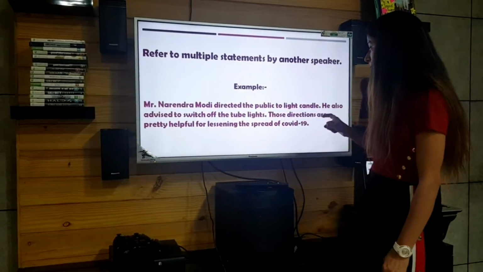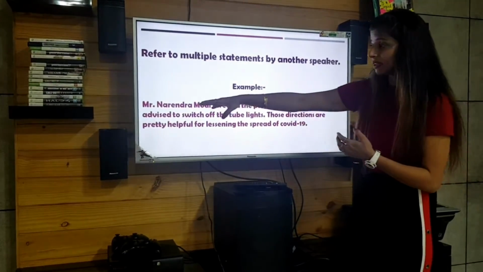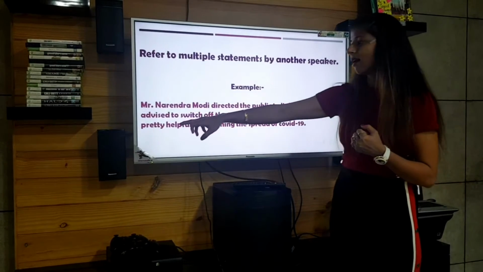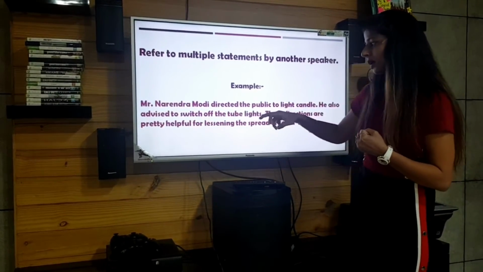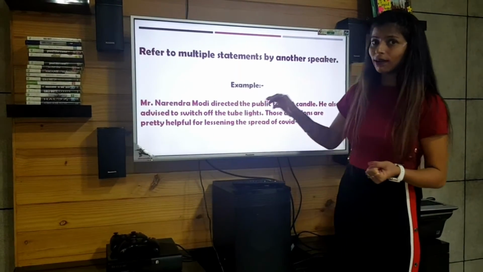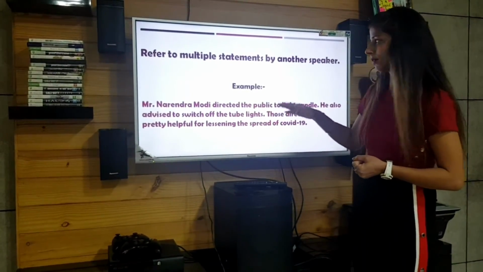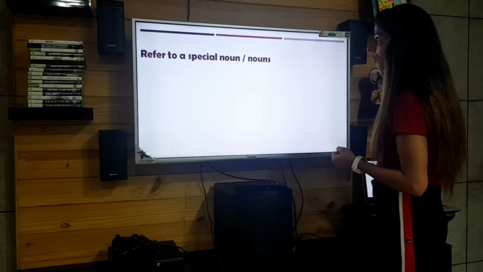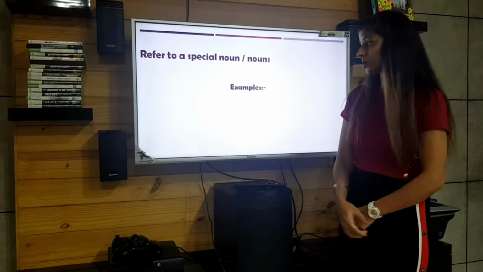So now those directions, because now I am talking about Narendra Modi's sayings, those directions are going to be pretty helpful for lessening the spread of COVID-19. So here the sayings were of another speaker, right? So the next usage is to refer to a special noun or nouns.